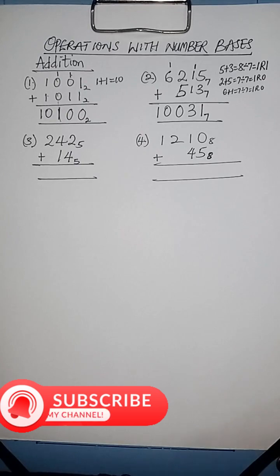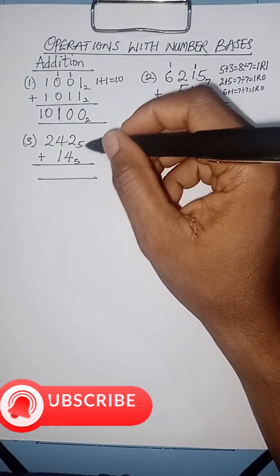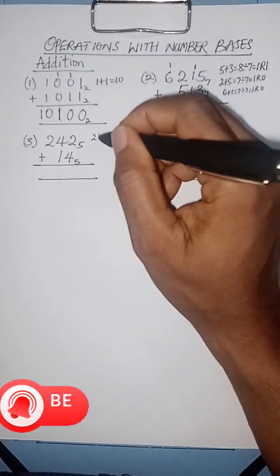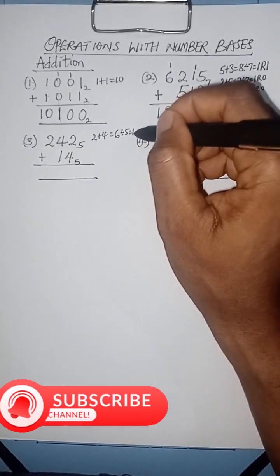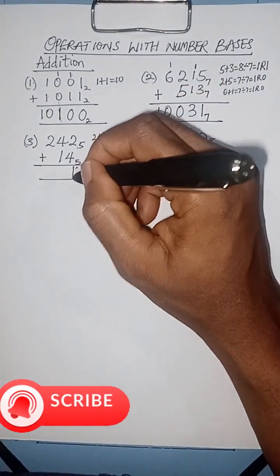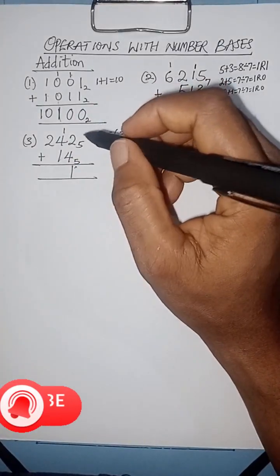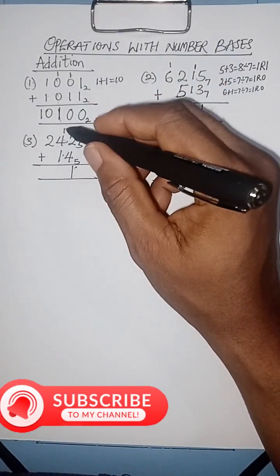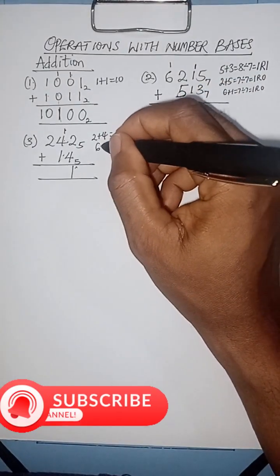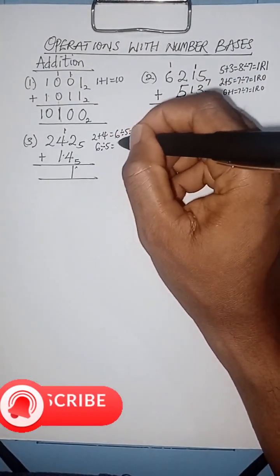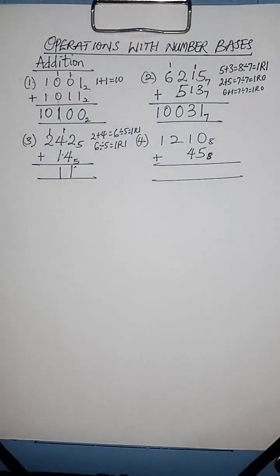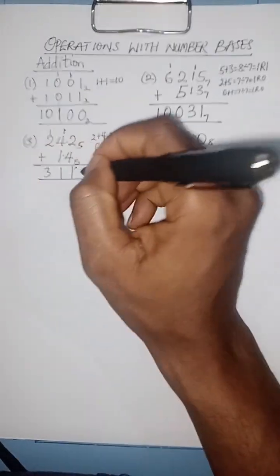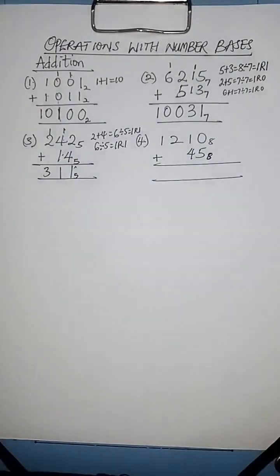Let's try number 3. They are in base 5. So it's going to be 2 plus 4. That's 6. 6 divided by 5 will be 1, remainder 1. So you write down the 1 and carry 1. So this is 4 plus 1 is 5, plus 1 is 6. So you divide by 5, which is 1, remainder 1. So you write down the 1, carry 1. And so that's 2 plus 1, 3, in base 5. So that's your result, 3, 1, 1.